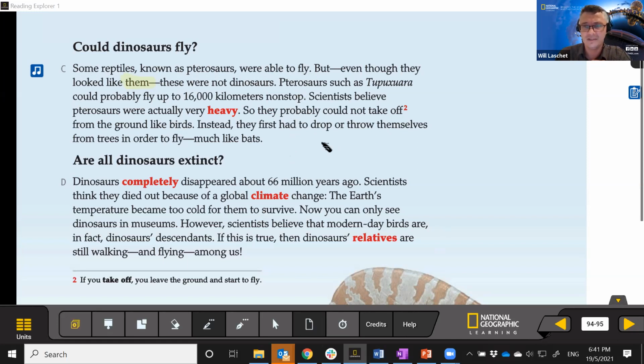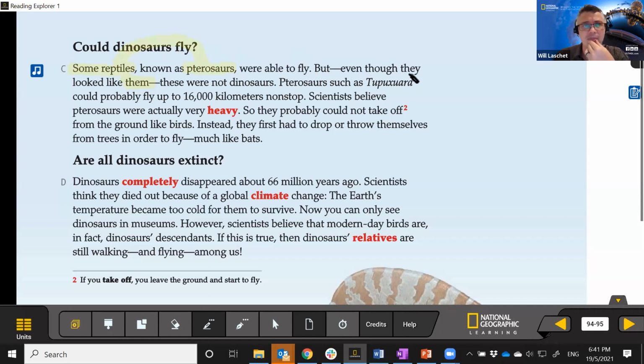Someone type it into the chat box for me. Reptiles. Okay, yeah, not just reptiles, it's some reptiles. Okay, and then it says known as pterosaurs. So actually we can say that pterosaurs and some reptiles are the same. This part is just explaining what we're talking about. So this is the subject here, and it says that they were able to fly.